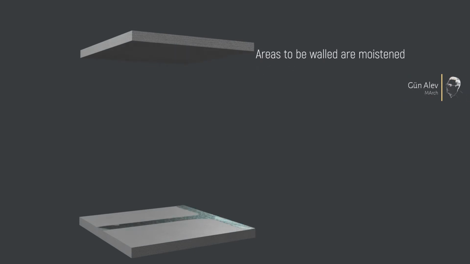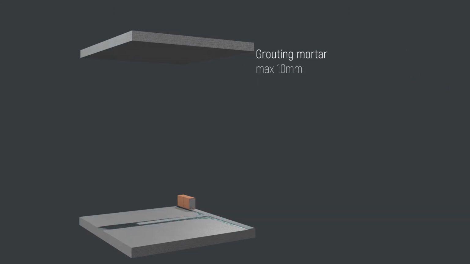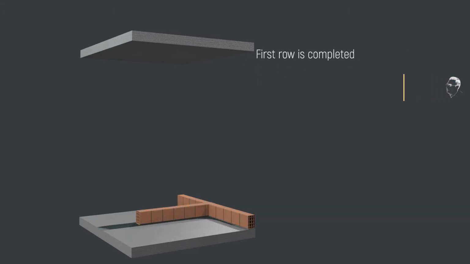Floor is moistened. First layer of mortar is put. Wall construction is started. Grouting mortar. First row is completed. Top is mortared.